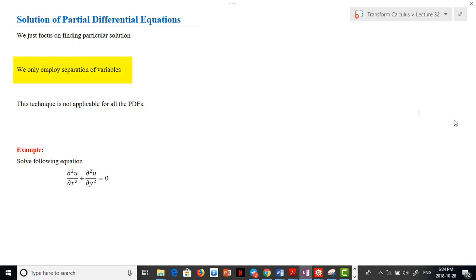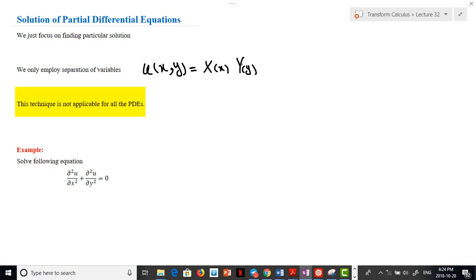In fact, separation of variables is a technique for solving partial differential equations. So in this case, if you have one function like u, which is a function of x and y, we use separation of variables. It means that we assume that u of x and y is equal to X, which is a function of x, times Y capital, which is a function of y. And then we solve our problem. And third, you have to know that this technique is not applicable for all PDEs.